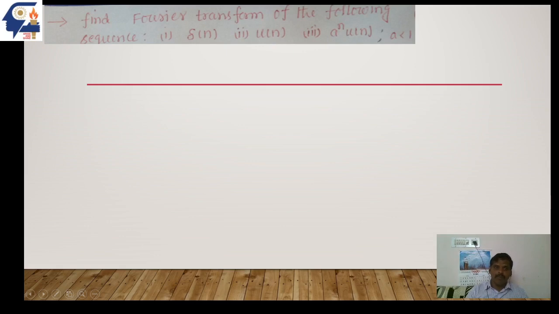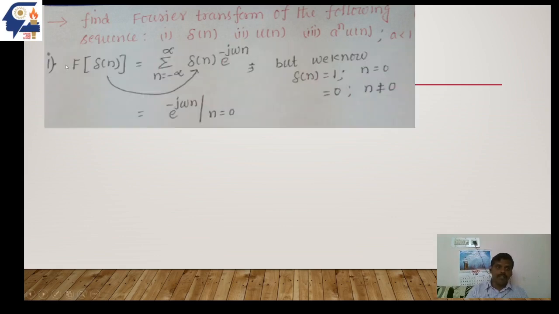First we will see one by one. General formula: Fourier transform of given segment del of n is equal to summation n equal to minus infinity to plus infinity, given signal del of n into e power minus j omega n. In general, we know the del of n impulse sequence equal to 1 whenever the inside value n is 0. That means del of n equal to 1 when n is 0, otherwise its value is 0.